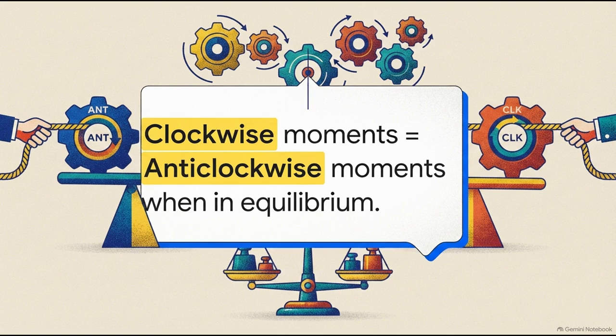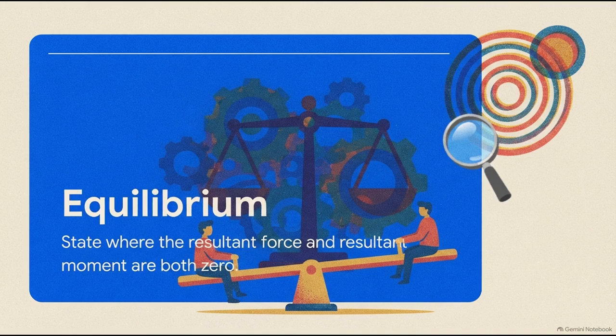They balance out entirely. Just picture a perfectly balanced seesaw at the park. It's not moving up or down, and it's definitely not tilting left or right. That physical harmony is equilibrium. It literally means the object has 0 linear motion and 0 rotational motion. The resultant force is 0, and the resultant moment is exactly 0.